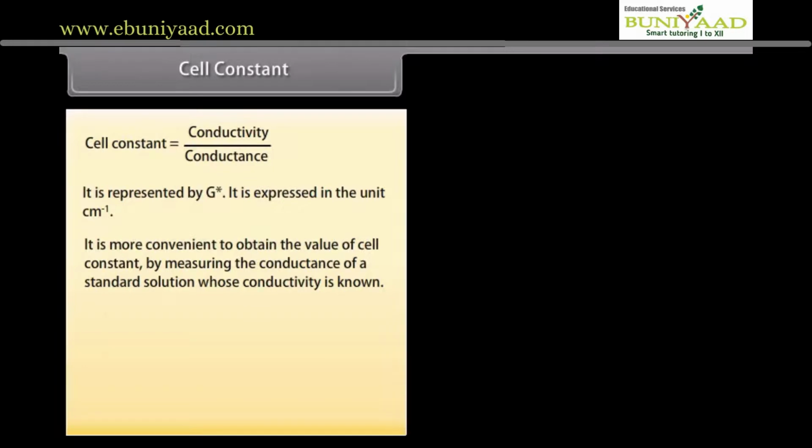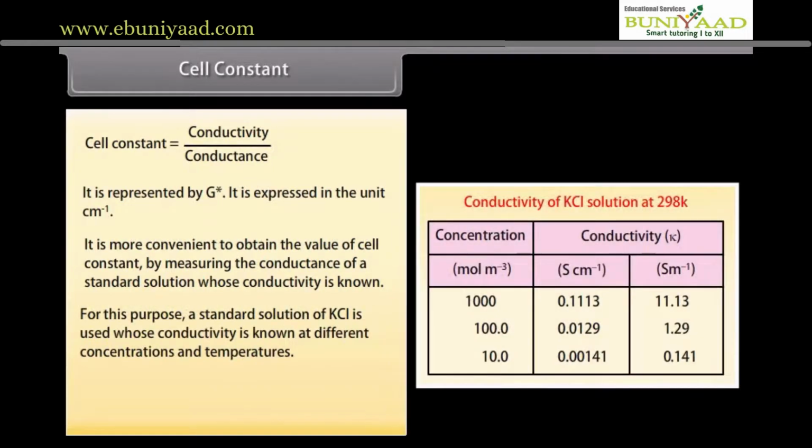conductivity is known. For this purpose, a standard solution of KCl is used whose conductivity is known at different concentrations and temperatures. Cell constant is equal to 0.012886 upon X. Once the cell constant is known, the conductivity can be calculated from the measured conductance or measured resistance of the electrolytic solution.